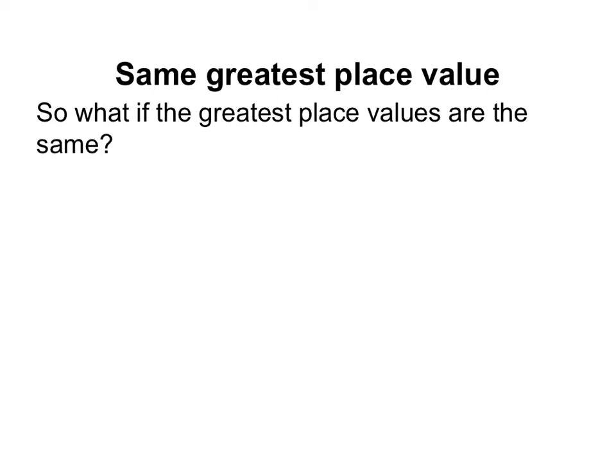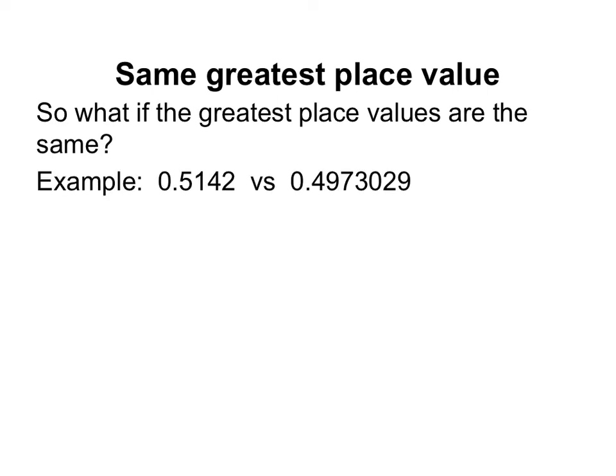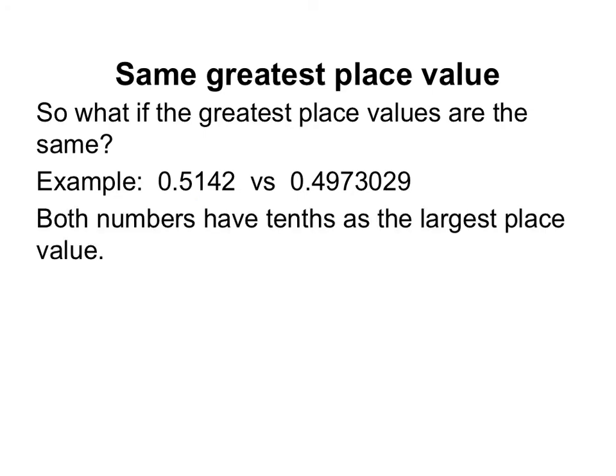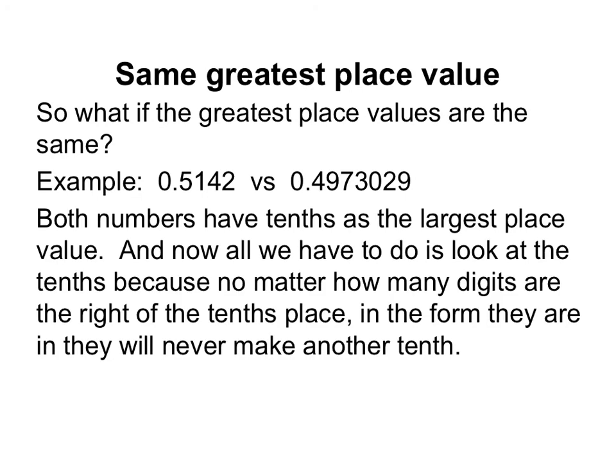So what if the greatest place values are the same? For example, here. My greatest place value that's not a 0 is a tenth. My greatest place value here that's not a 0 is a tenth. Both tenths. All we have to do is look at what number is in the tenths place. Because no matter what comes after the tenths, anything to the right of the tenths, those will never add up to a tenth.